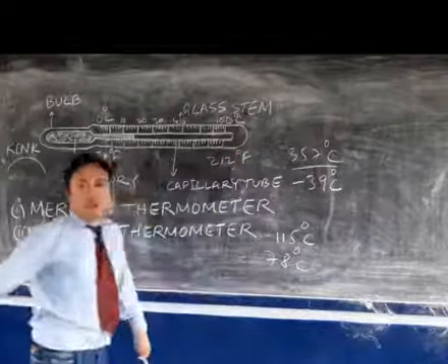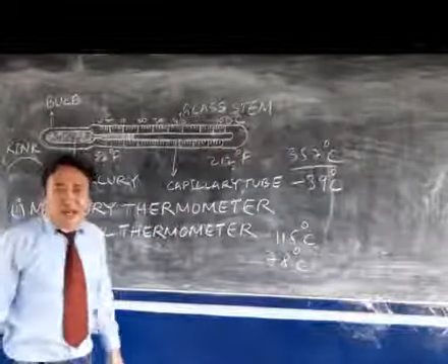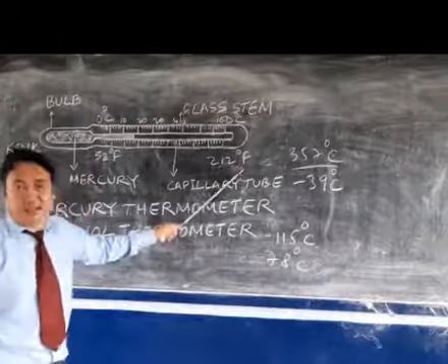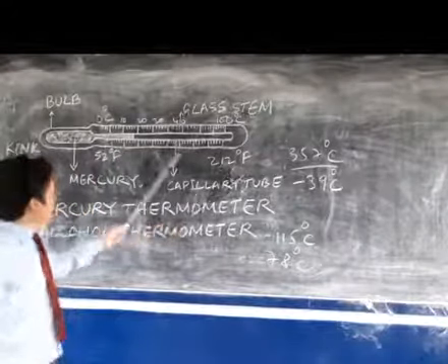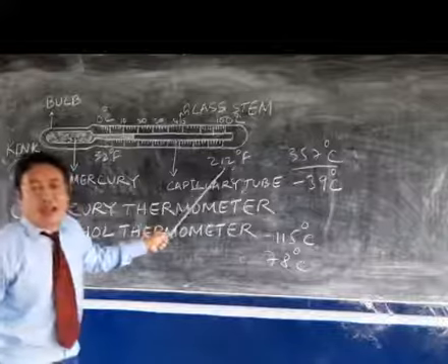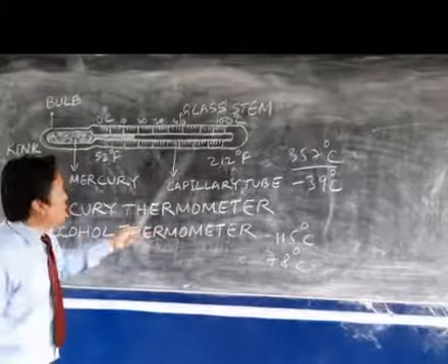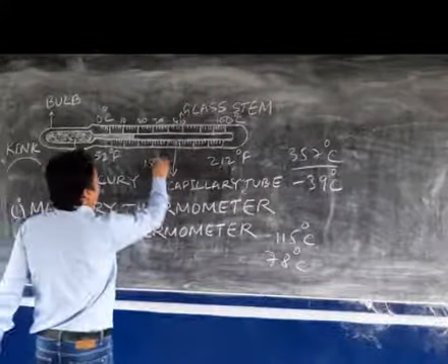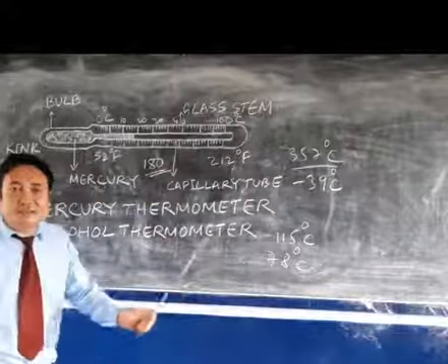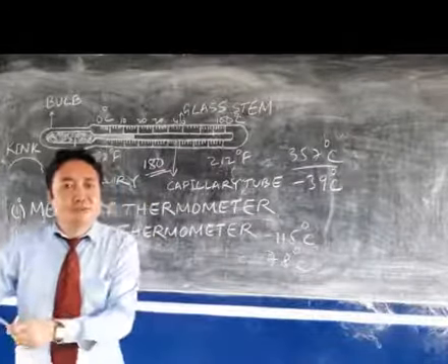Upper fixed point is 212 degree Fahrenheit in case of a Fahrenheit scale. And between this 32 and 212 degree Fahrenheit, it is divided into 180 equal parts in a Fahrenheit scale.